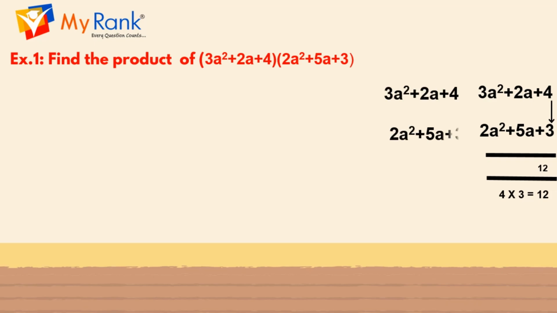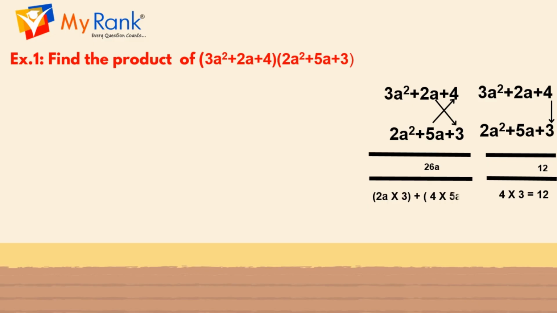Step 2. Crosswise multiplication. Multiply 2a by 3 and 4 by 5a and add, that is 2 into 3 plus 4 into 5a equal to 6a plus 20a, which equals 26a.